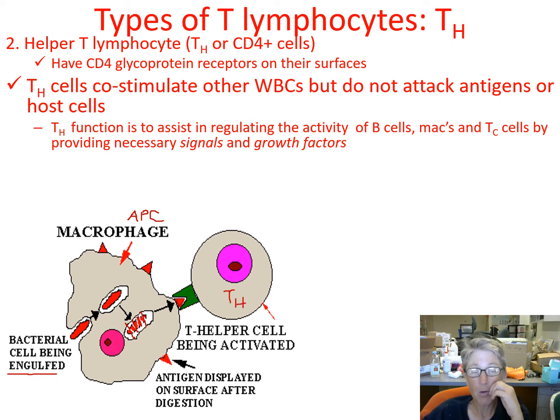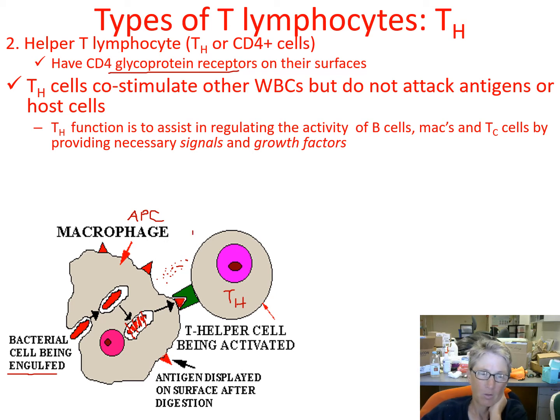And then the helper T cell will release molecules called cytokines that will fully activate this macrophage. So helper T lymphocytes are also called TH cells or CD4 positive cells. And it doesn't show it in this cartoon either. We'll have another cartoon with helper T cells that shows the CD4 positive part. So that CD4 is a glycoprotein receptor on their surfaces.